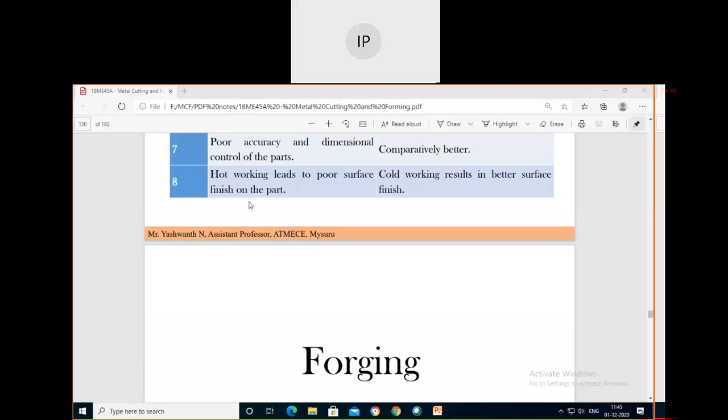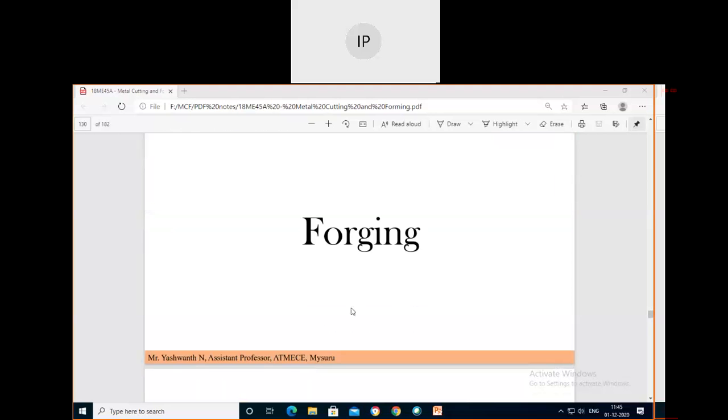Now we'll go to the first technique in metal forming, that is forging. Forging is a type of manufacturing process wherein metal is heated to its plastic state, that means above recrystallization temperature, and then deformed to the desired shape and size by the application of compressive forces.